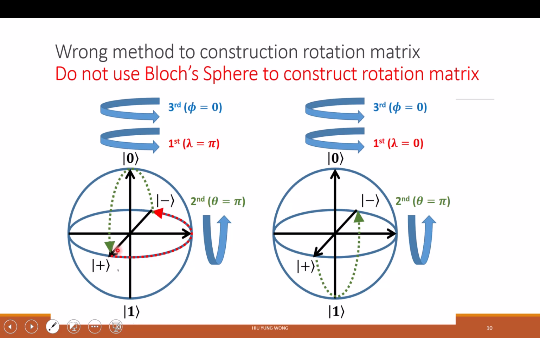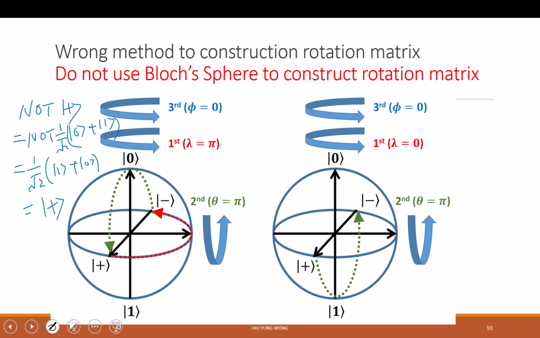So is this correct? Yes. The NOT gate applied to plus still gives me plus. Do you remember? NOT plus is NOT of 1 over square root 2 times 0 plus 1. When you do the NOT, 0 becomes 1, 1 becomes 0, which is still equal to plus. Make sense? So this is correct.